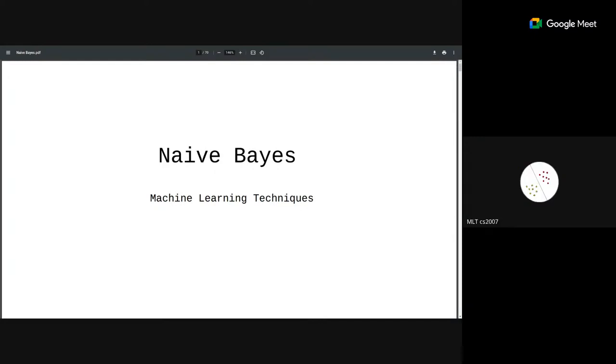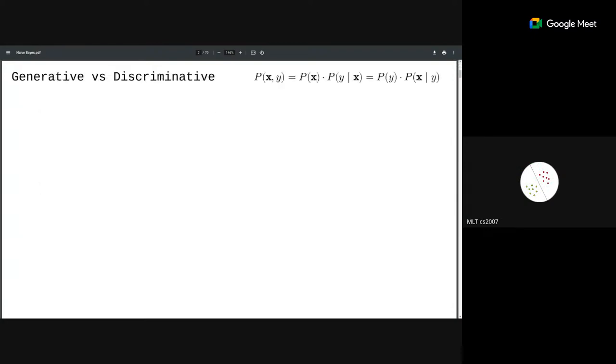All right, so let's get started. So Naive Bayes. The week starts with this distinction between what are called generative versus discriminative models, right? So it starts off with this distinction.